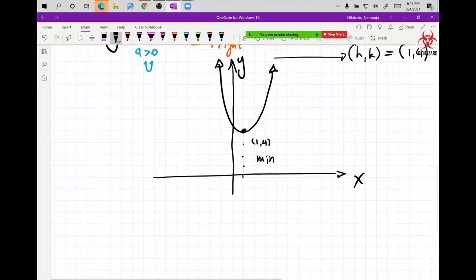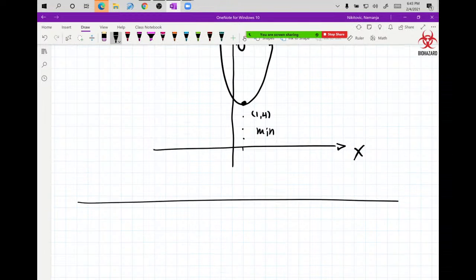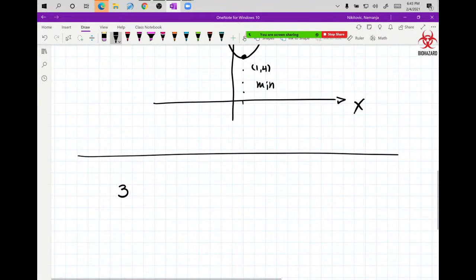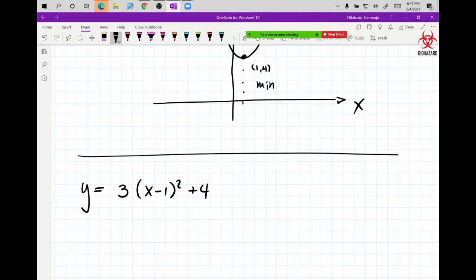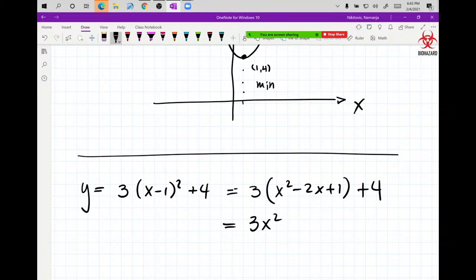Now, it's not a big deal to go from one form to another. If you have your 3 times (x minus 1) squared plus 4, all you need to do is square, multiply by 3, and add 4. So you follow PEMDAS to expand this. That will be 3 times (x squared minus 2x plus 1), and then plus 4. Then distribute: 3x squared minus 6x plus 3, and then plus 4. And there you go, 3x squared minus 6x plus 7.